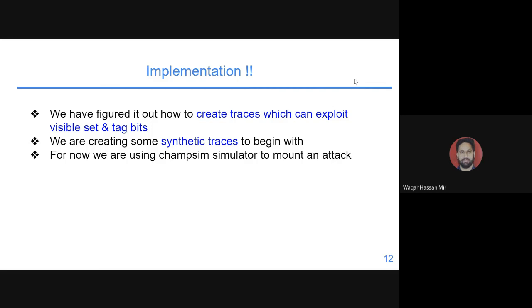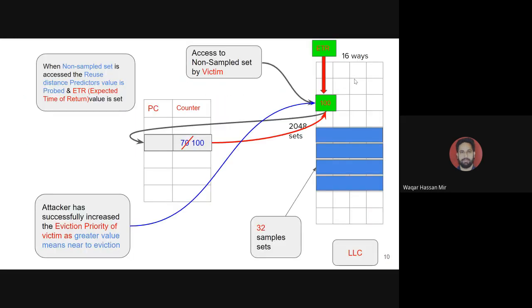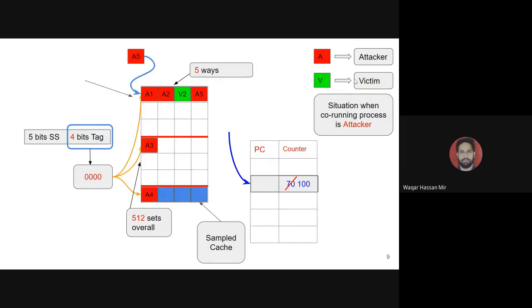But to get very precise, we have to control the tag bits, because this is usually very scattered. There will be 32 chunks, and these 32 chunks will be there for one sample set, right? So for one sample set, there will be 32 chunks.